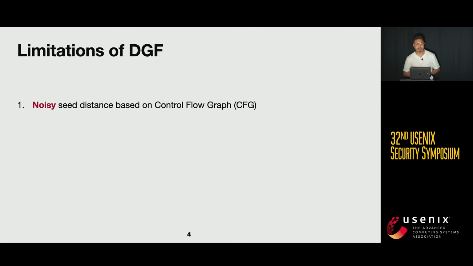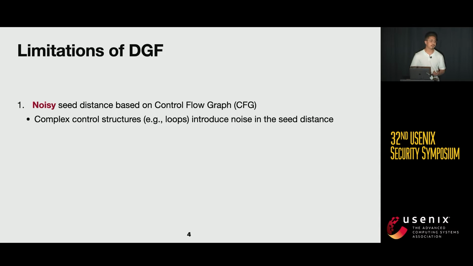First, a noisy seed distance based on the control flow graph. This can happen when complex control structures, such as loops, introduce noise in the seed distance. Let's dive into a real-world example to see how this really happens.